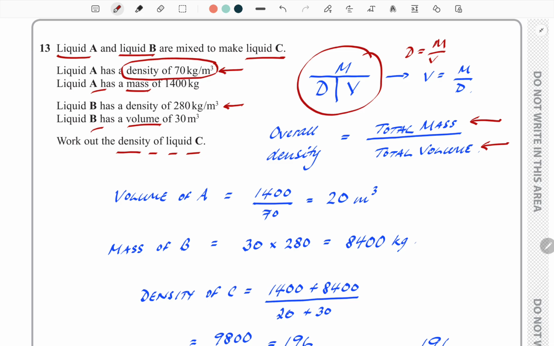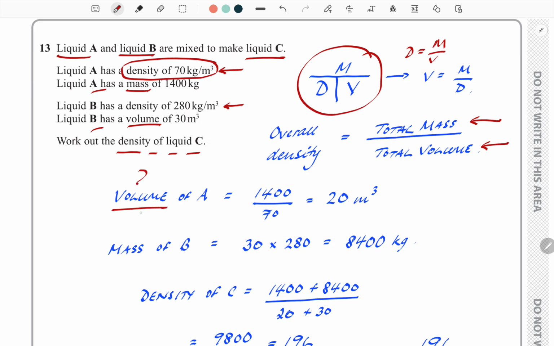So in order to get the total mass and the total volume, we're going to have to add up all the bits of A and B to get that information, okay? Now, for one of them we are given the mass, for the other we're given the volume. So for each of A and B, we're going to have to work out the other quantity that's not given. In the case of A, we need to find the volume.